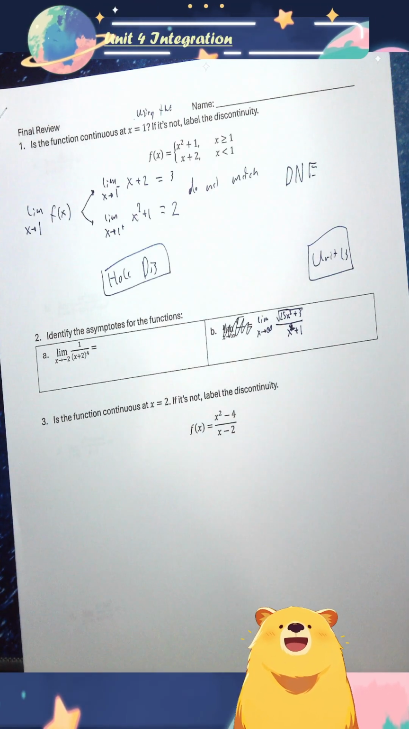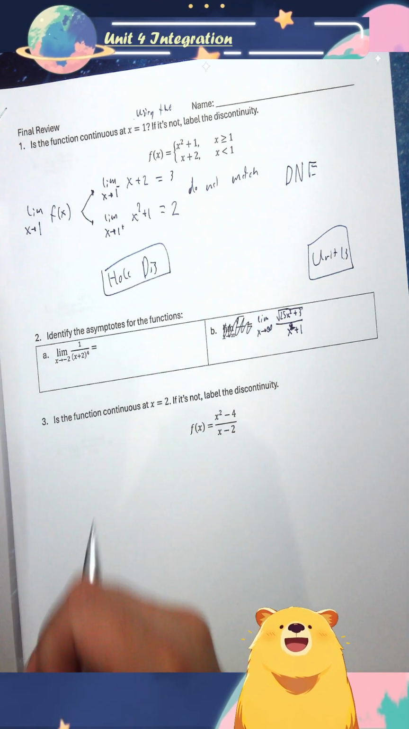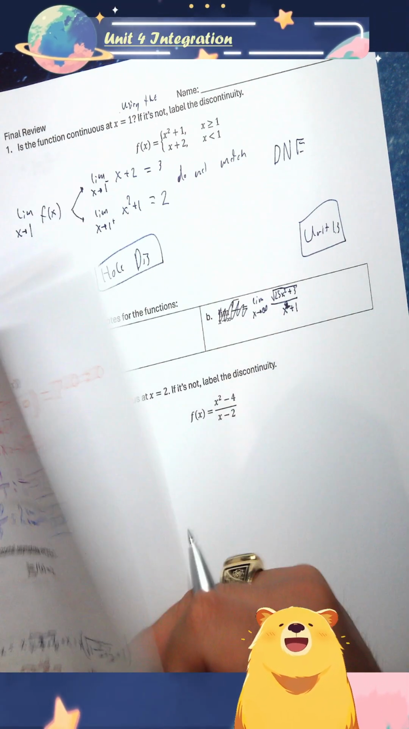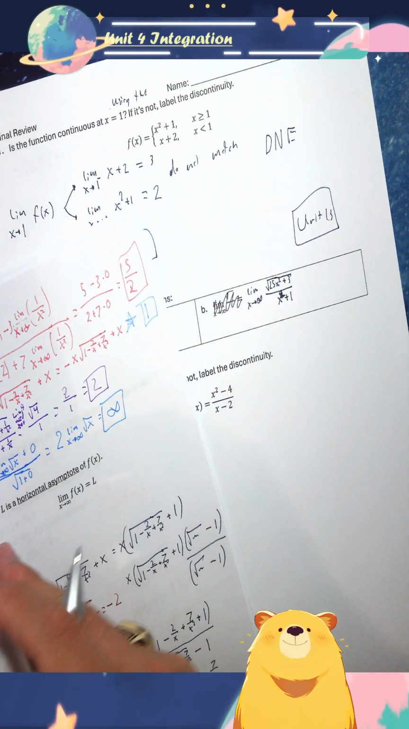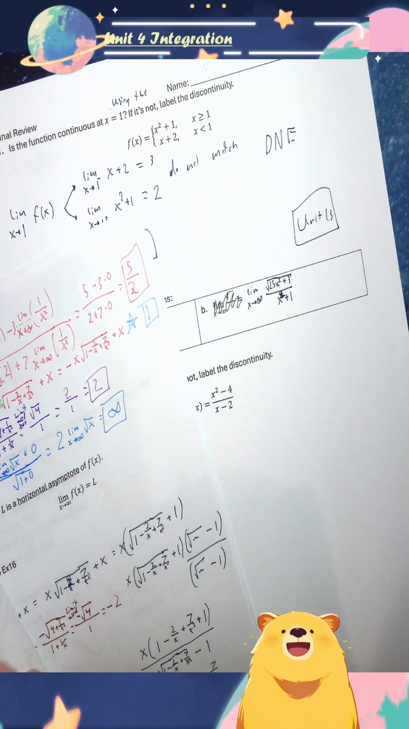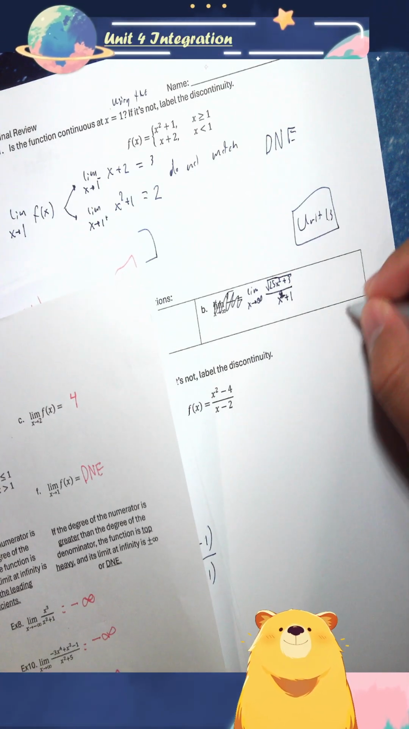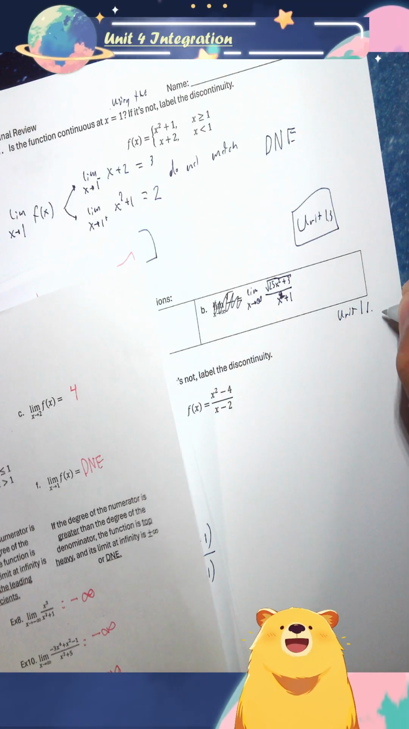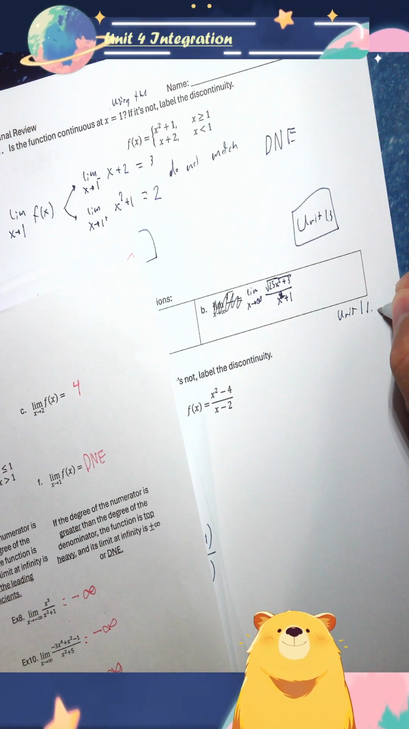Next, let's go ahead and do the second problem. The second problem is to identify the asymptotes for the following. While I'm here, let me go ahead and mark it already. This is unit 1, 1.2.